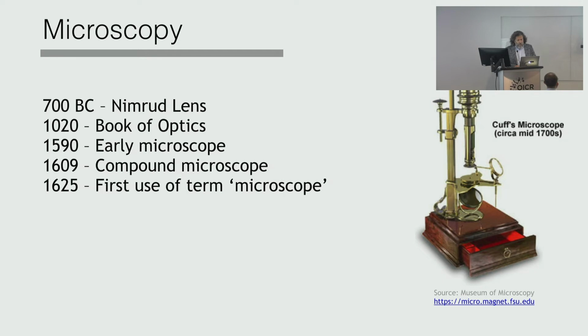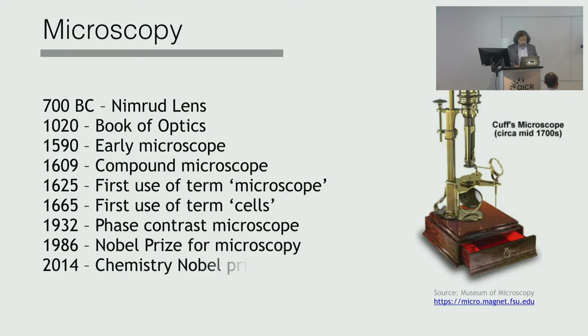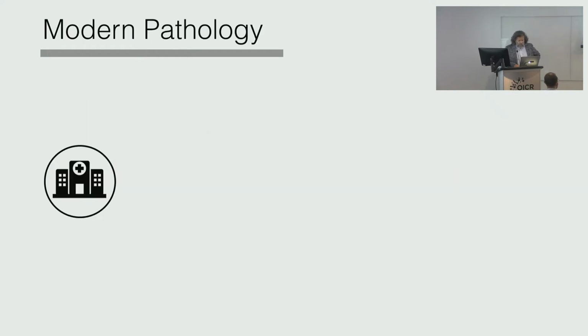The first use of the term microscope was in 1625. The first use of the term cells, 1665. So what we're talking about is actually quite old. Even how we can image a piece of tissue without staining it, for example, is not new. 1932, the phase contrast microscope, up to the recognition with Nobel Prizes for different works on microscopes, and the chemistry Nobel Prize for super-resolution microscopes. So it is an old field, a very established field, and it's really tough, among others, exactly for this reason, to make any changes.